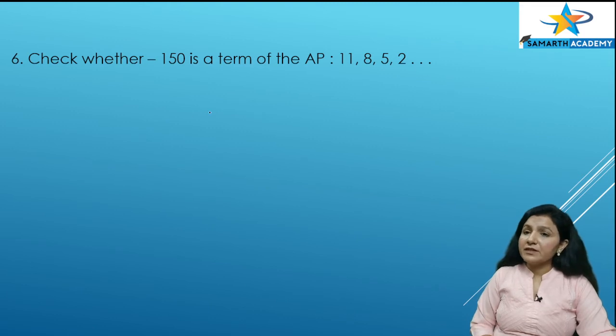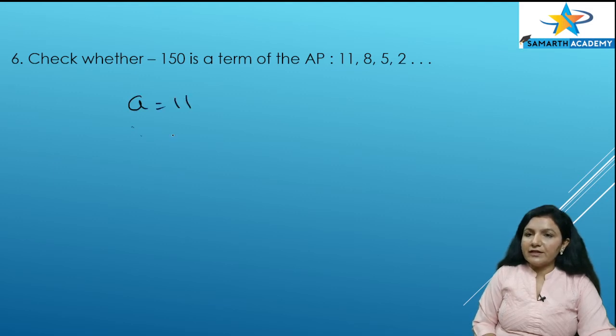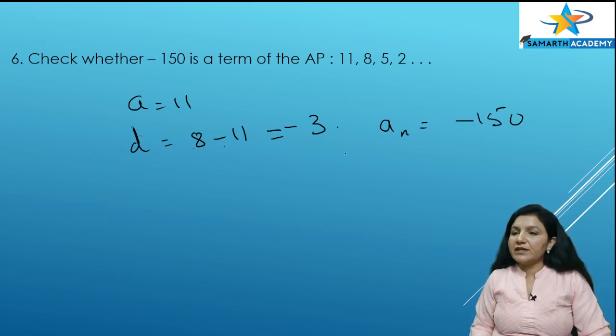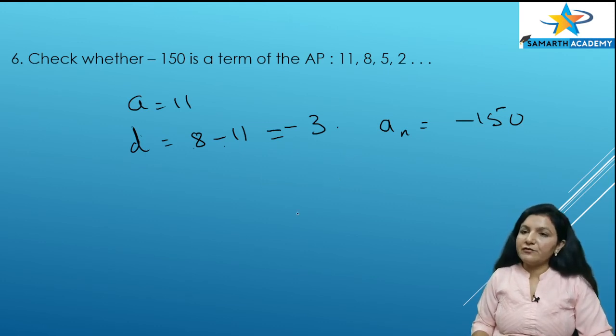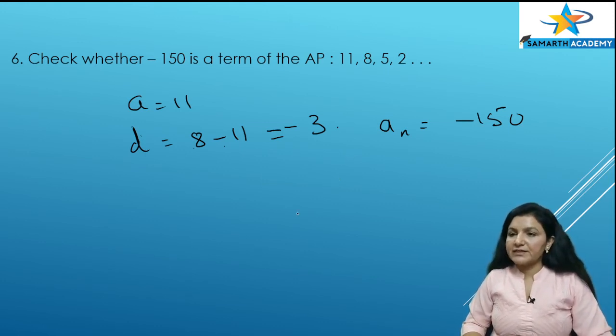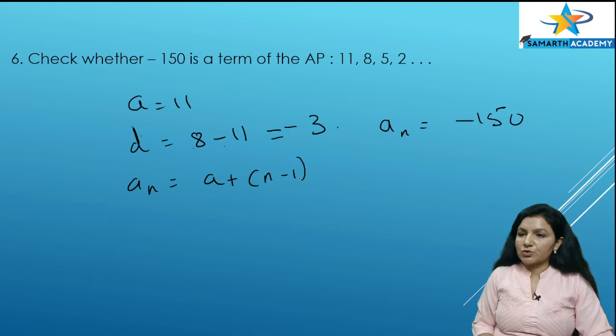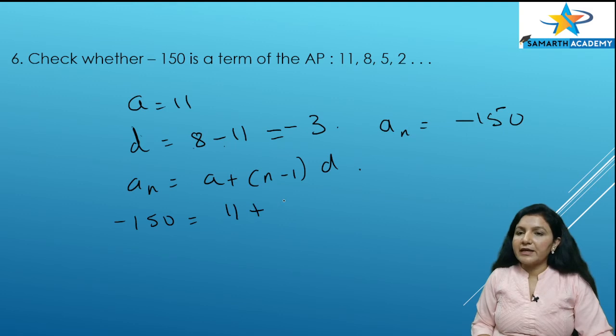Next. Check whether minus 150 is a term of the given AP. Here A is equal to 11 and D is equal to the second term minus the first term. 8 minus 11 is minus 3, and AN is equal to minus 150. So what we will do, we will see if the number of terms n is a whole number. If it comes as a whole number, then minus 150 is a term, otherwise no. So an is equal to a plus n minus 1 into d. Let's substitute the given values. Minus 150 is equal to 11 plus n minus 1 into d.